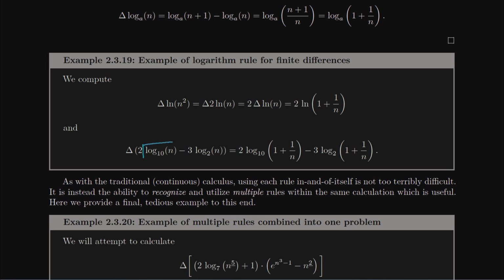Here's a case where I've got logs with 2 separate bases, and I've multiplied them by a 2 and a 3 and subtracted them. Well, I'm going to use linearity of the finite difference again to distribute the difference to both terms, and this first log becomes log base 10 of 1 plus 1 over n, and the second log base 2 becomes log base 2 of 1 plus 1 over n.